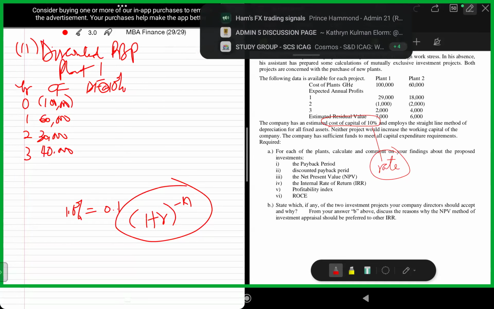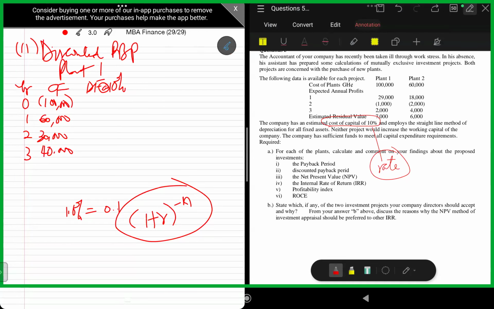Are you good? Yes. Good. So we have 1 plus r exponent negative n. When I change the r to 0.1, which is the discount rate, exponent negative n, what is n? n is the year of the cash flow. So for the first year, what's the first year? Year 0, right? So compute as I've written. Just this. Do it on your calculator.